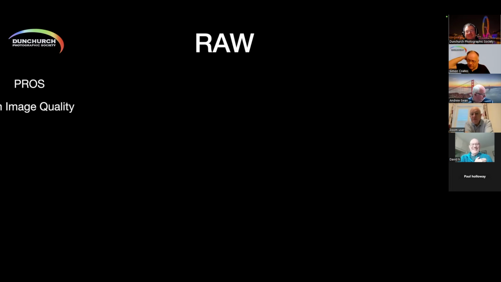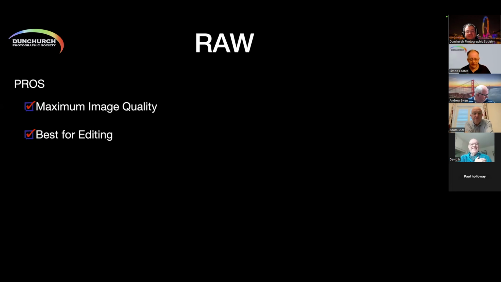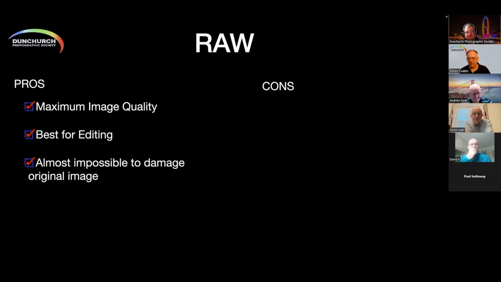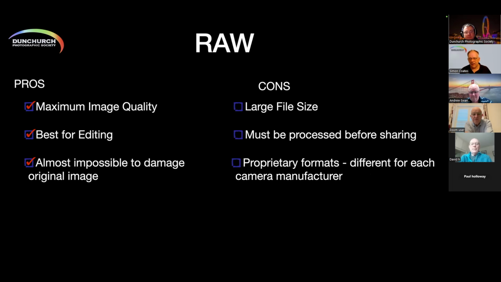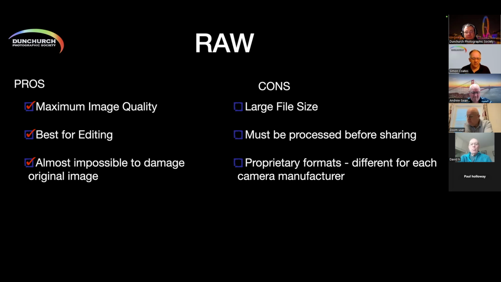RAW. What's the advantage of RAW? Well, it gives you the maximum quality that your camera can produce. It has the best method for editing. And for me, the most important thing about it is it's almost impossible to damage the original image. The number of times where I have shot JPEG, taken it into Photoshop, resized it, and inadvertently saved the file at the resized version, overwriting my original and therefore losing it.